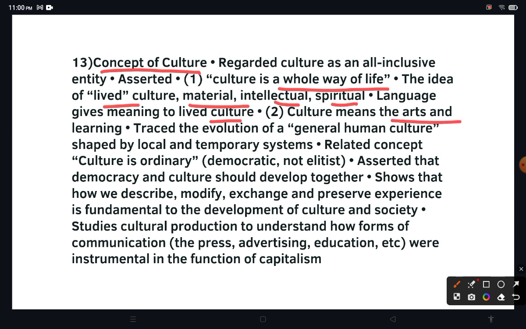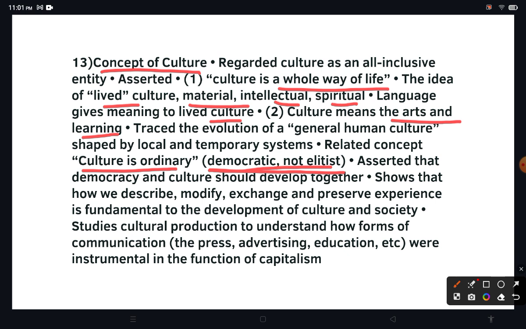Culture means the art and learning. Trace the evolution of general human culture shaped by local and temporary systems. So culture is ordinary. His famous speech, "Culture Is Ordinary," says culture is democratic, not elitist. I already told you that they emphasize that culture is ordinary. As Matthew Arnold thought, elite culture is the only real culture, but they said no, there are few elites, but there are many working class or middle class people. So culture is democratic, not elitist.